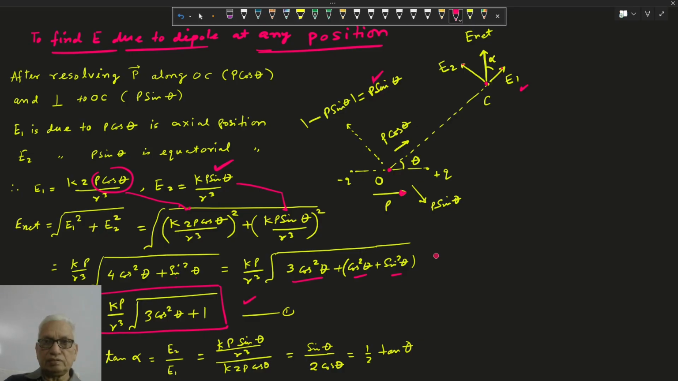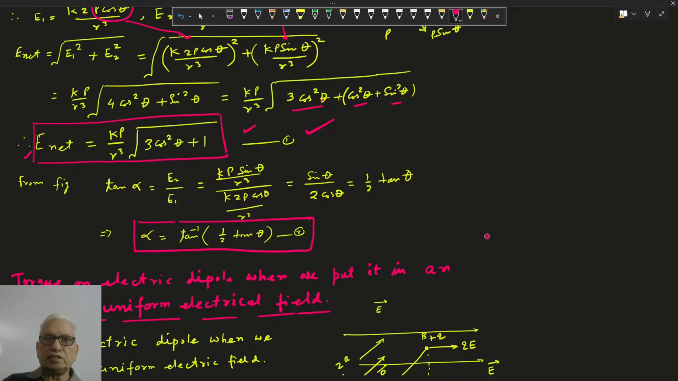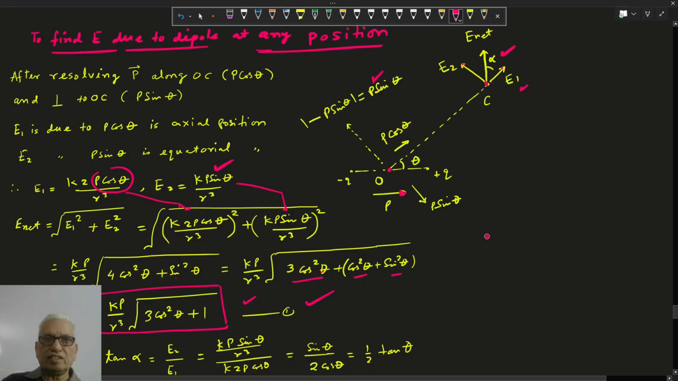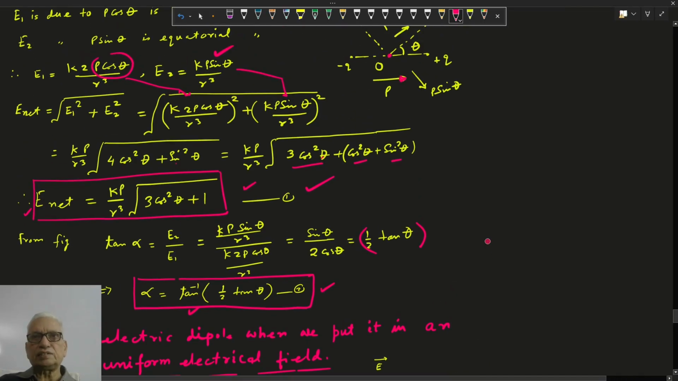तो द नेट न्यूमेरिकल वैल्यू इज KP अपॉन R क्यूब, root of (3 cos स्क्वायर थीटा प्लस 1), बाय इक्वेशन। तो इसके एंगल निकालना मेरे को अल्फा, हियर ट्रिग्नोमेट्री tan अल्फा विल बी E2/E1, E2/E1 की न्यूमेरिकल वैल्यू यहाँ से पुट कर दी, गिवन बाय दिस E1 एंड E2, यहाँ पर KP अपॉन R क्यूब कैंसिल होके sin थीटा अपॉन 2 cos थीटा, sin upon cos tan, so this is 1/2 tan theta, alpha हो जाएगा tan inverse (1/2 tan theta), so this is the magnitude at any position and this is the direction of electrical field at point C.